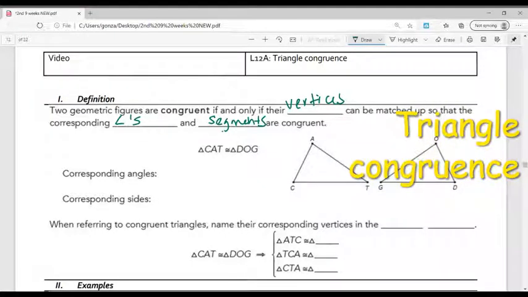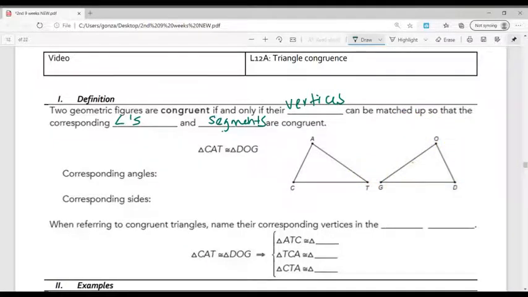So we're going to talk about triangle congruence, and we're going to say that two geometric figures are congruent if and only if the vertices can be matched up so that the angles and segments are congruent. Another word for segment is going to be the side. So let's start with the segment, and let's look at this congruent statement.